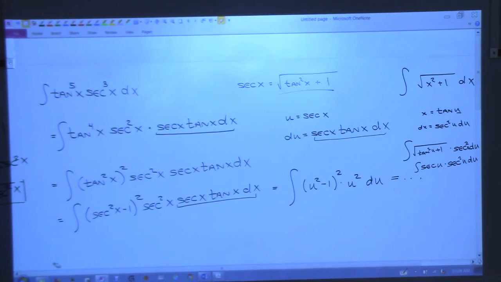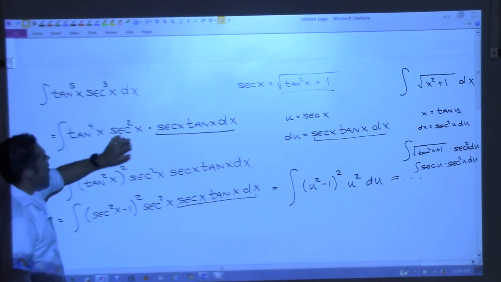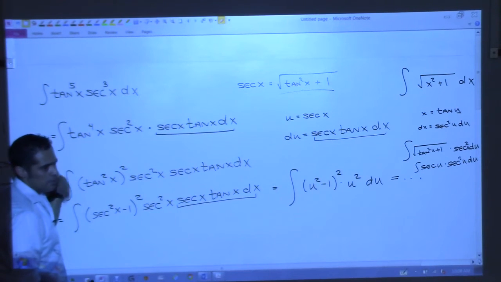So no, do not do that. Don't peel off the secant squared and try to replace the secant with the root. It's just going to get more complicated.